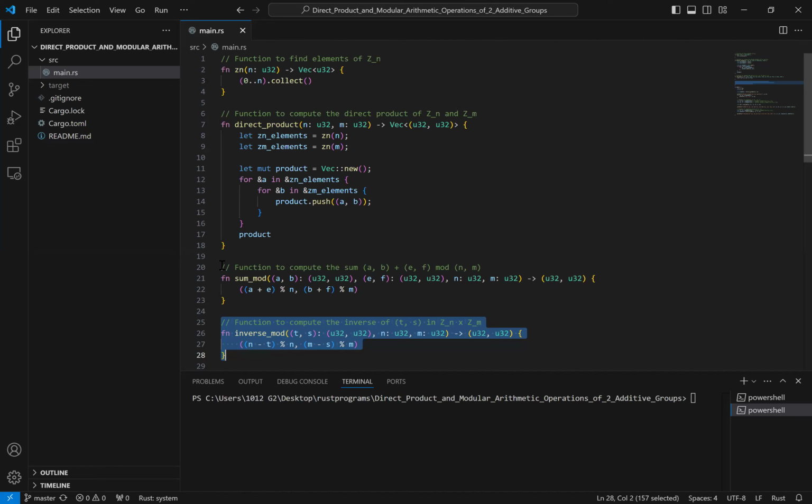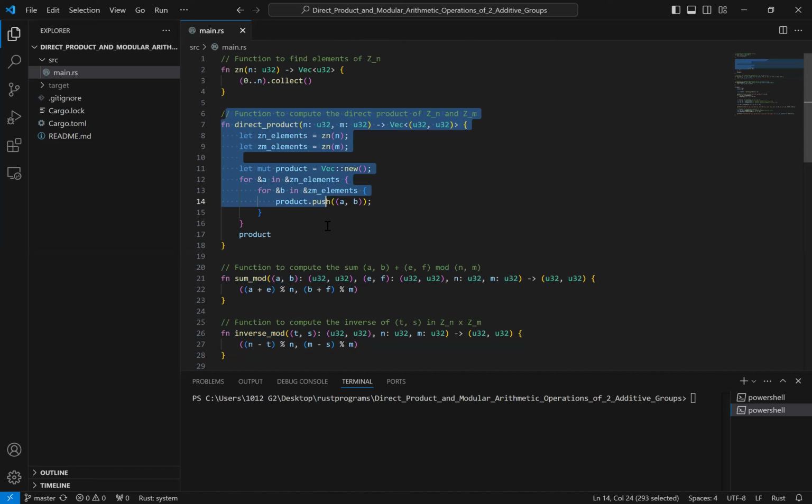Now this part is supposed to give me the sum. If I ask for the sum, it's supposed to give me the sum of the elements. This part is supposed to give me the elements of the group by combining the same way we're combining, the same way we're saying 0 combined with 1, 0 combined with 2. So that is the part that we'll be doing.